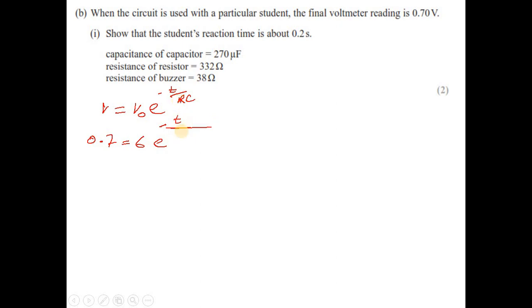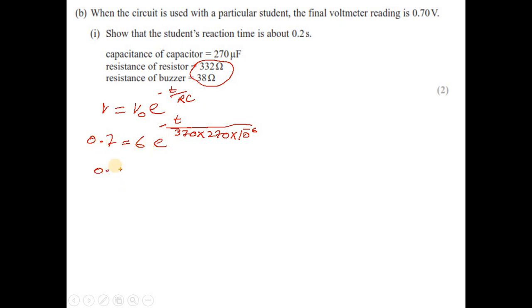R is the total resistance, and the total resistance is 332 plus 38, which gives you 370 ohm. And the capacitance is 270 microfarad, so times 10 to the power minus 6. So you need to solve this exponential equation using your calculator. You can do one, I'm just showing one more step: 6, so you can send 6 to the other side.